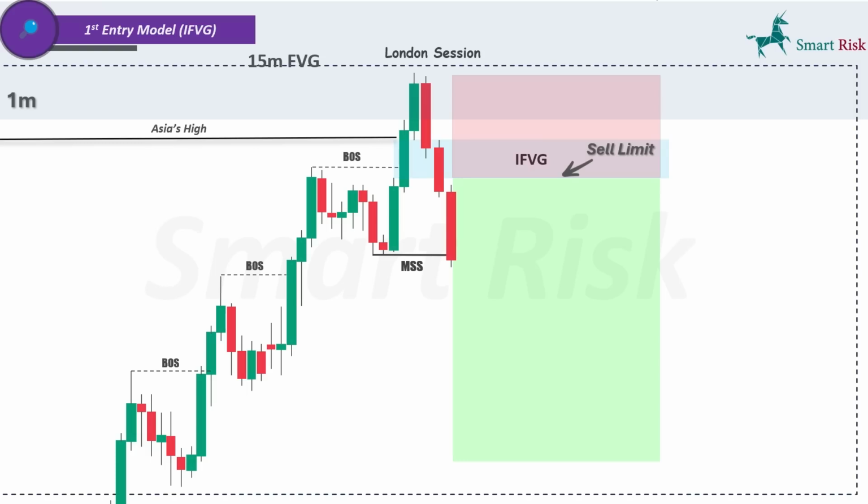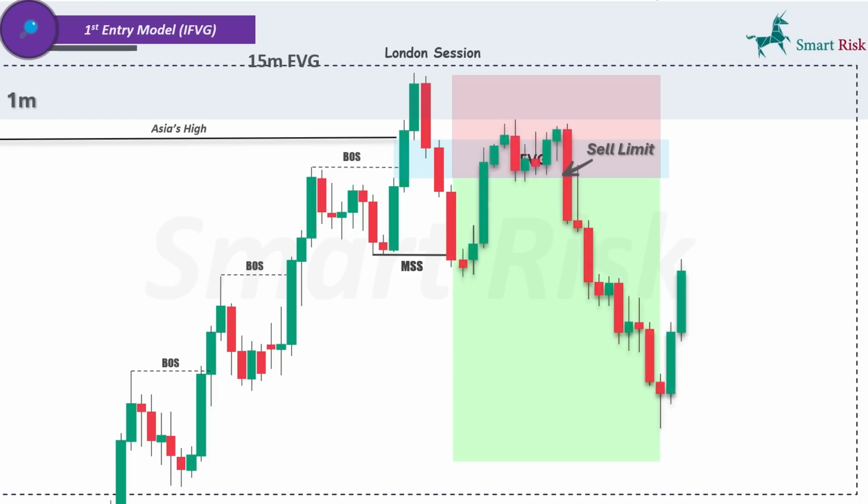For take profit, you have a few choices. You can target the nearest sell-side liquidity point on the 1-minute time frame, or if you're aiming for a bigger move, target the Asian session midpoint or the Asian low. Another clean approach is using a fixed risk-to-reward target, like 2.5 or 3 R to R, depending on your style.